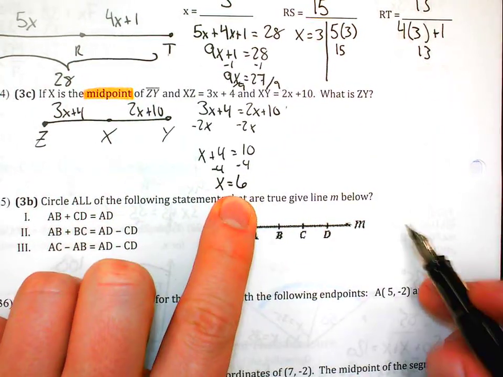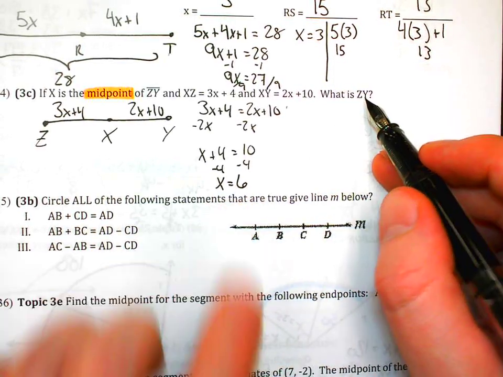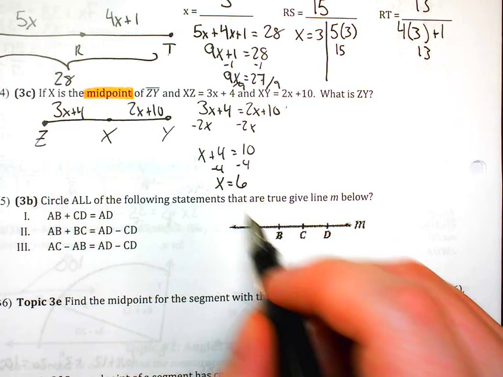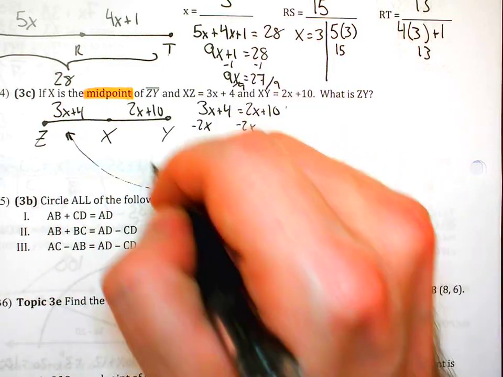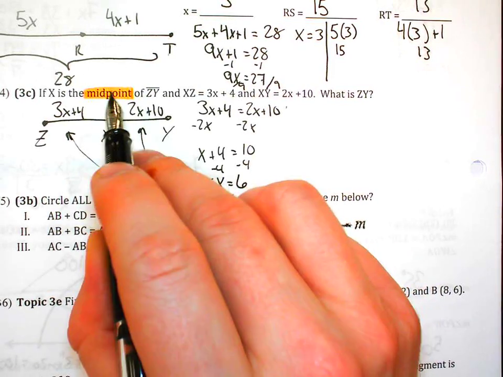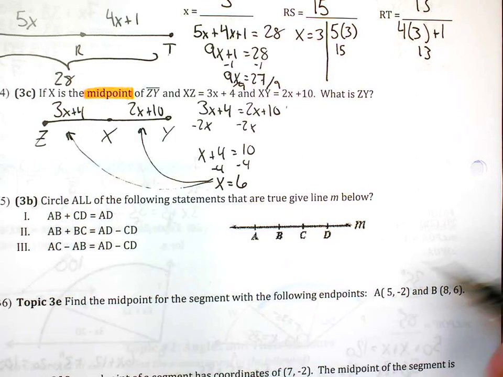Now that I have x by itself, I double check my question. It says, what is zy? Zy is this entire distance right here. So I need to plug this value of 6 into both of these expressions to figure out how big each one is, and then I can add them together to figure out the total length zy. Because this was a midpoint, if I've done everything correctly, these should come out to the exact same number.